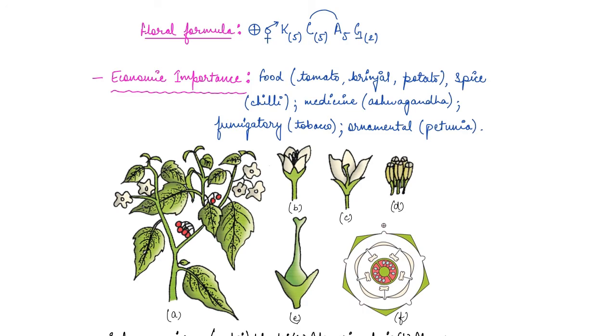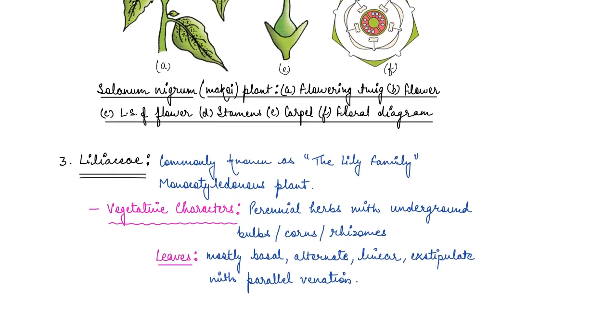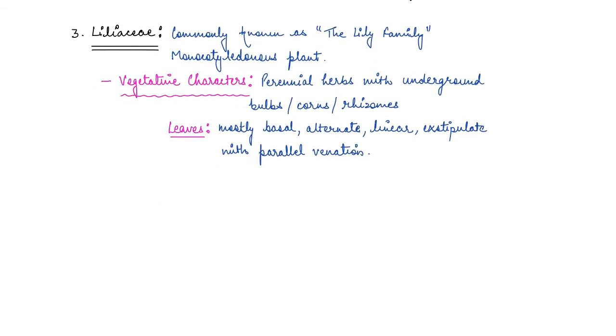Now the last family that we have to study is Liliaceae. So basically the lily family. Now these are monocot plants. Right? Till now what we were studying were dicot. These are monocotyledonous plants and these are basically distributed worldwide. Now the vegetative characters include: they are perennial herbs with underground bulbs, corms, or rhizomes, right? Then the leaves are mostly basal, they are alternate, they are linear, they are exstipulate, and have parallel venation.